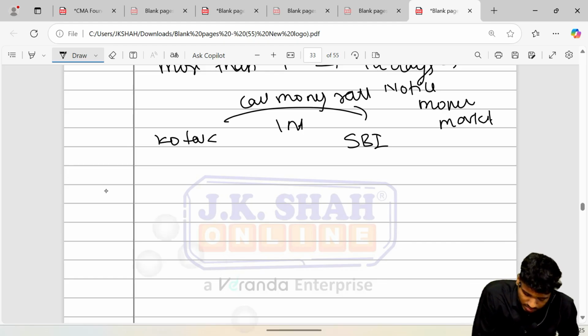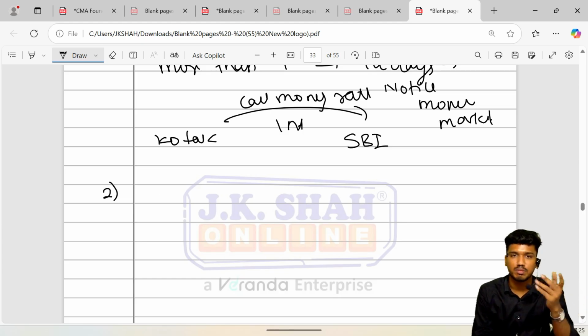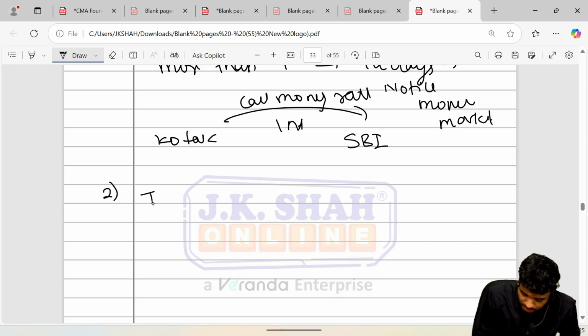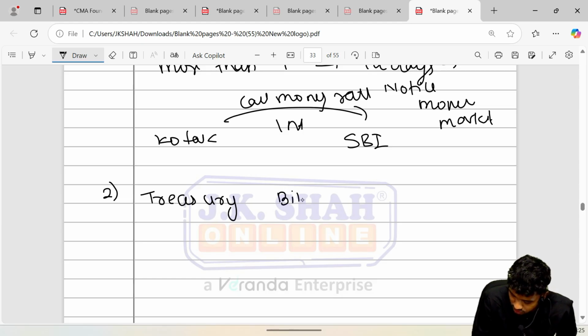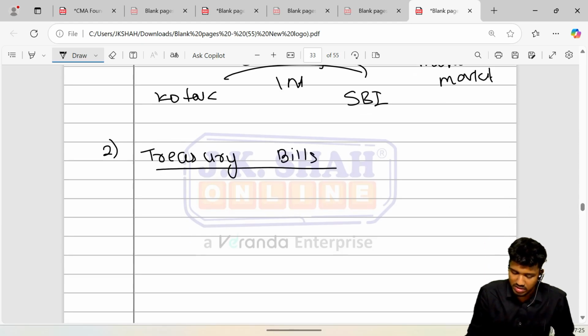The next one is bills of exchange discounting. I'll just basically go through that. That is discounting of bills of exchange. That is really easy. Next, that is treasury bills. It is also called T-bills. What is treasury bills? I'll tell you.